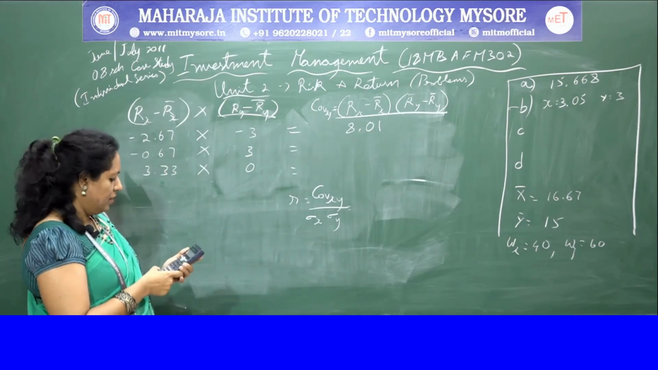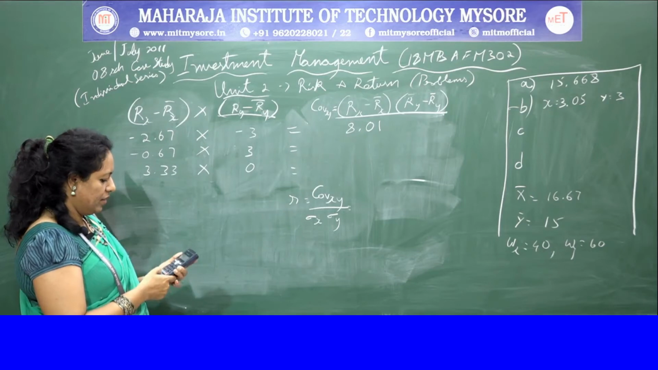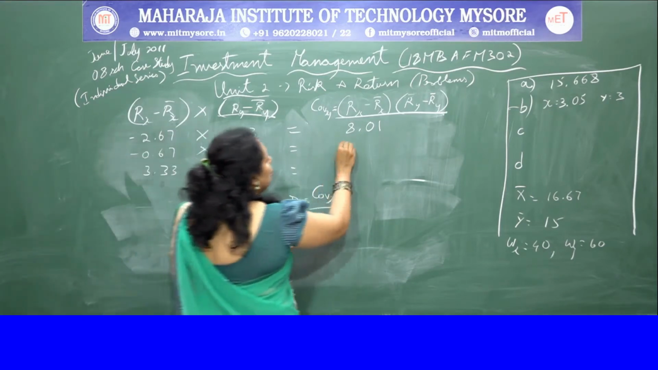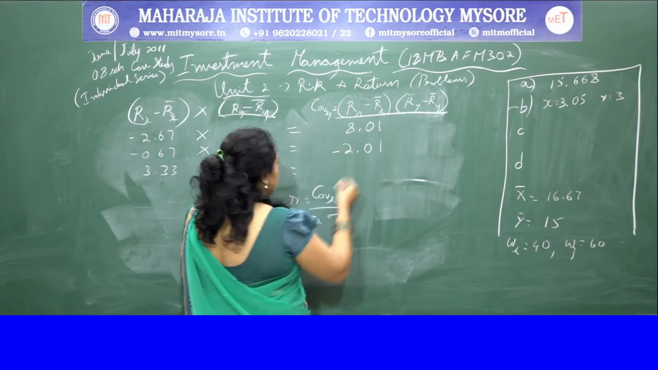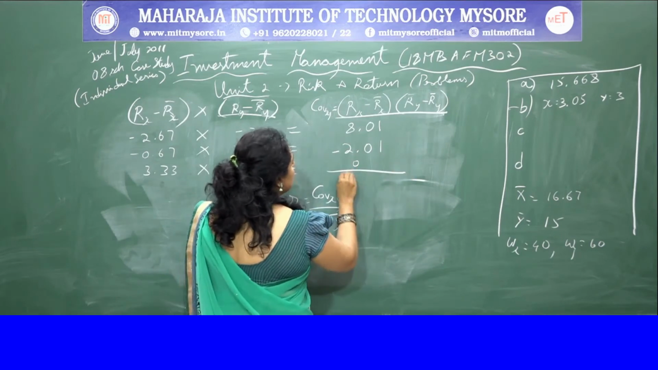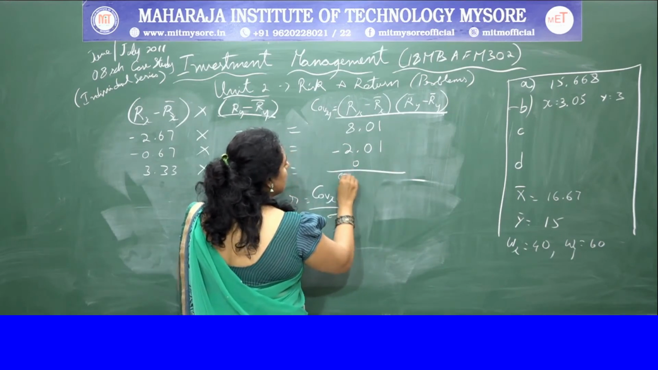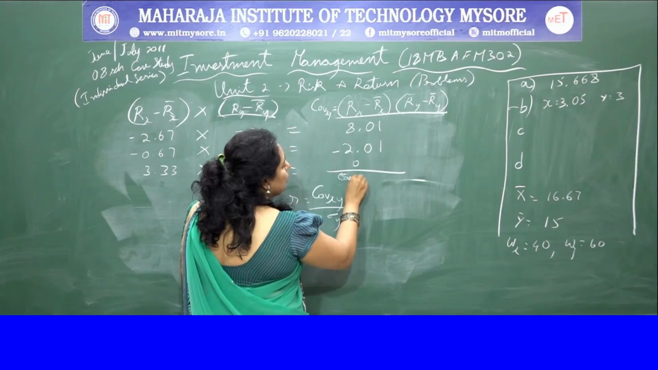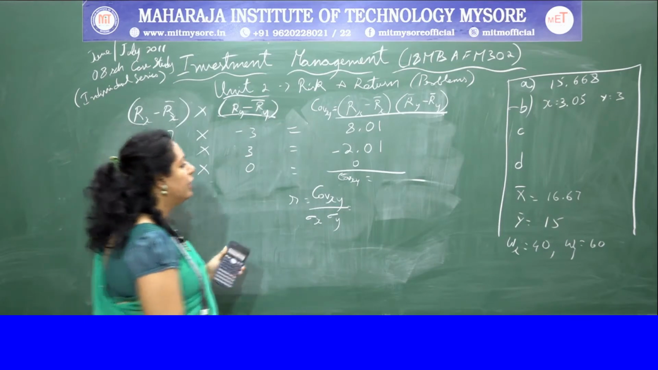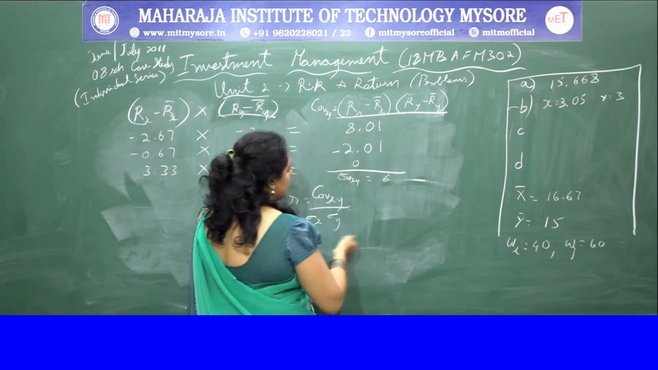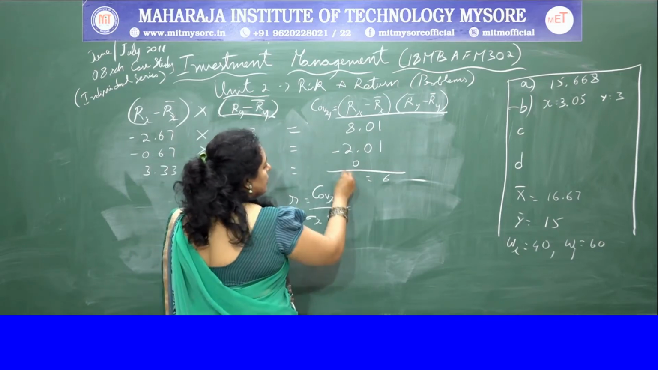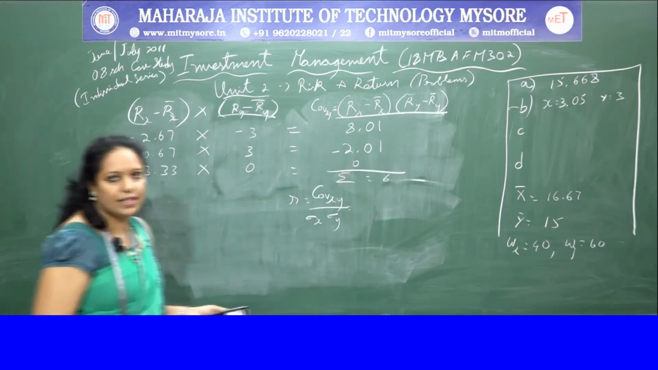The next is 0.67 into 3. So it is minus 2.01, and anything multiplied with 0 is 0. So let us do this summation, that is covariance xy. From 8.01 to minus 2.01 means it is 6. The summation of this table is 6.